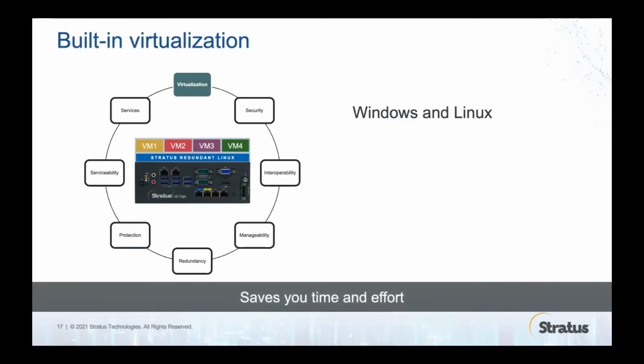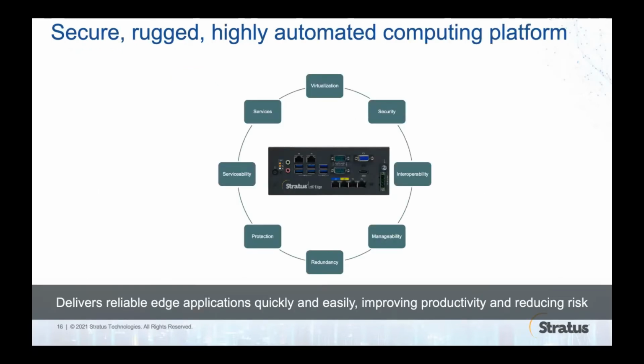And then, of course, there's also a bunch of services. Sorry, just want to go one back. There's also a bunch of reliable applications and services that go around the ztC. So you can see there is virtualization. We have security, interoperability, manageability, redundancy, protection, serviceability, and then the service itself. So we'll go into a little bit more detail on each of these entities.